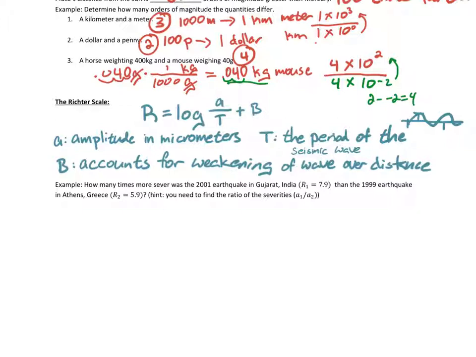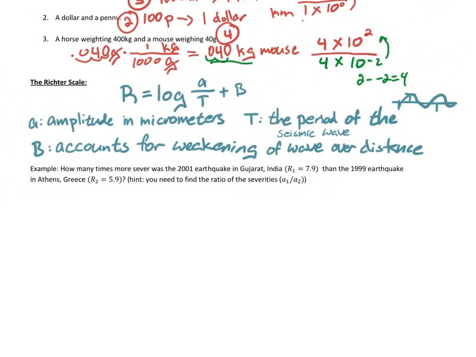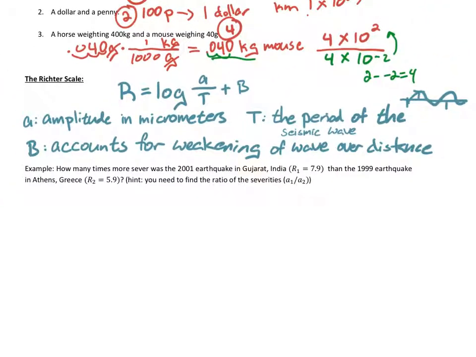Okay, so example: how many times more severe was the 2001 earthquake in Gujarat, India, and then we're given our Richter scale number. Then the 1999 earthquake in Athens, Greece, again, we're given the Richter scale. So hint, you need to find the ratios of the severities. So here is how we're going to set this up.